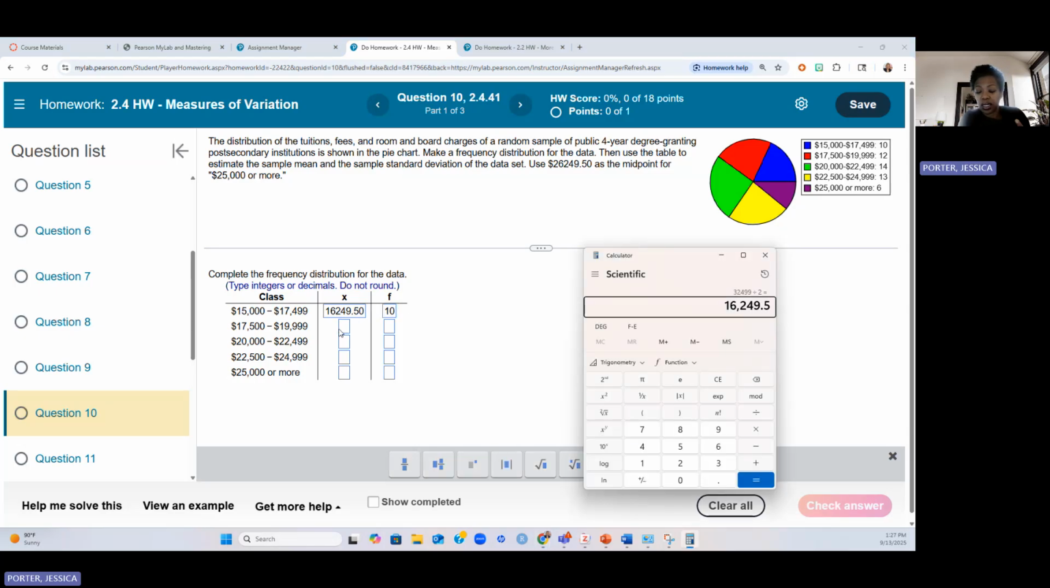Now, to make this easier on yourself, instead of taking 17,500, adding it to 19,999, and then dividing by 2, you can see what is the width of each class. And in this case, the width is going to be 2,500. I'm taking the lower limit of the second row minus 15,000, and that's 2,500. So now all I need to do to find the rest of these midpoints is add 2,500 to that 16,249.50.